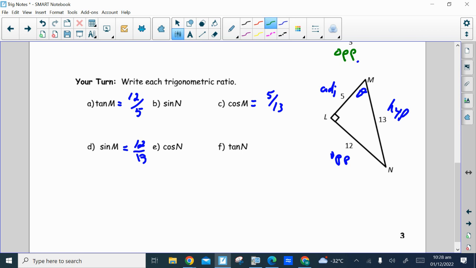And now when we switch to angle N, that's our other angle that's not 90 degrees. That's going to change our adjacent and our opposite. The hypotenuse never changes. That's always the side across from the right angle. But now when we switch to angle N, now the 5 becomes the opposite because it's opposite to or across from the angle we're working from. And that leaves us 12 to be the adjacent. So the sine of N, sine is opposite over hypotenuse, 5 over 13. The cosine of N, cosine is adjacent over hypotenuse, that'll be 12 over 13.